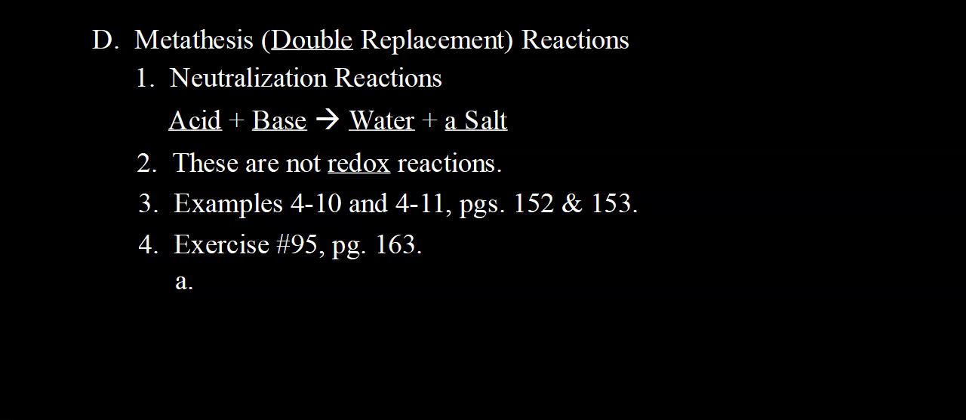It is not the same as example 410, where we have, remember, the substance in the ionic and net ionic equations will be shown in its predominant form. So for a weak acid or weak base, its predominant form is unionized. All right, take a look, page 163, do number 95A only, and then we'll compare results.